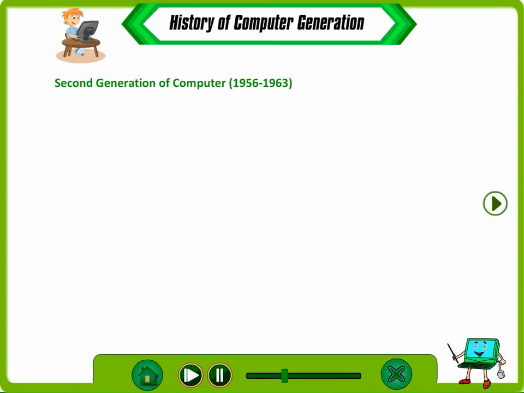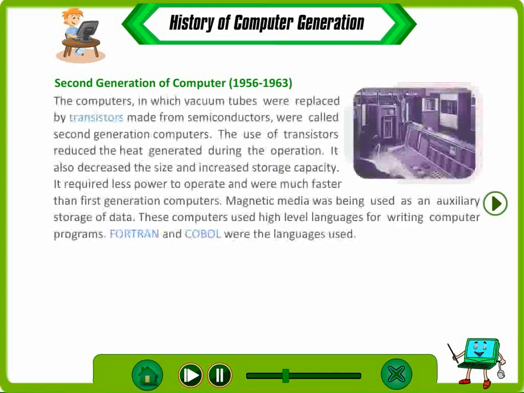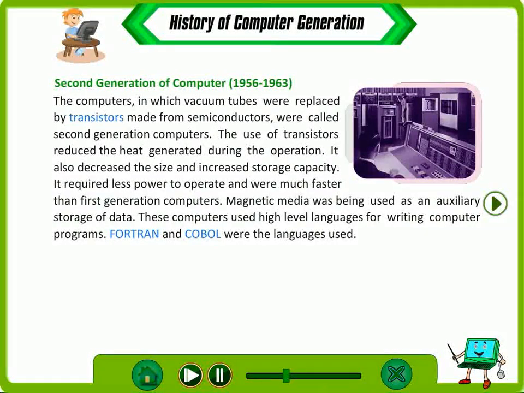Second generation of computer, 1956 to 1963. The computers in which vacuum tubes were replaced by transistors made from semiconductors were called second generation computers. The use of transistors reduced the heat generated during operation. It also decreased the size and increased storage capacity. It required less power to operate and was much faster than first generation computers.